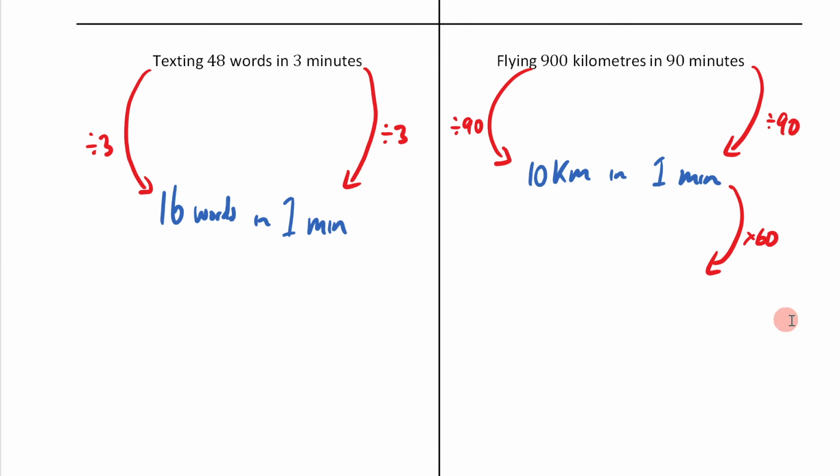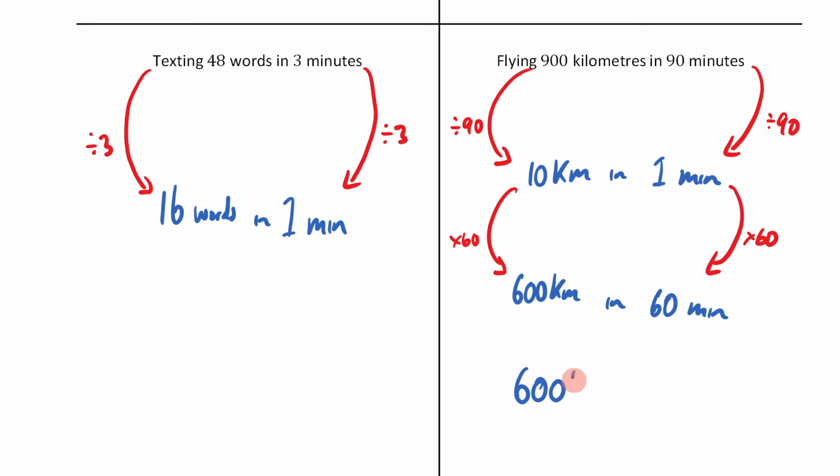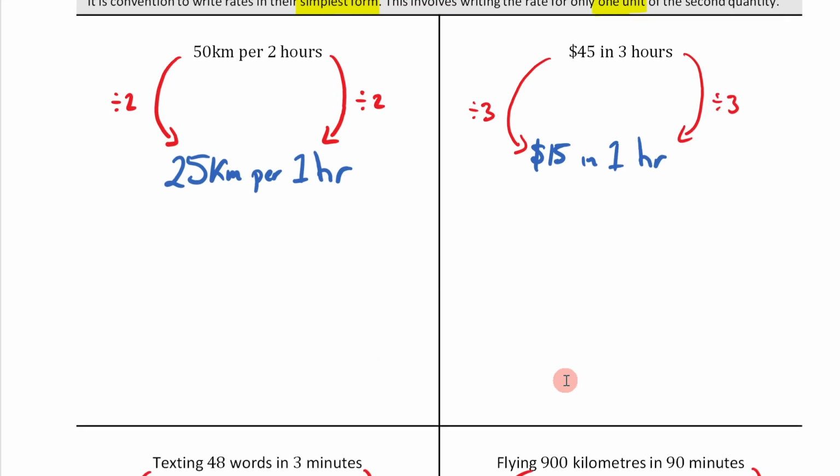So if I just times this by 60, hopefully you can see, if I really break this down, I'm going to get 60 minutes, right? And now I'd have to do the same thing to the other side. I'd have to times this side by 60. So I'm going to get 60 times 10, which is going to be 600 kilometers in 60 minutes. Or to put it another way, 600 kilometers in 1 hour. Same thing, because 60 minutes is 1 hour. And just like that, we have got our answers. We have simplified these rates.